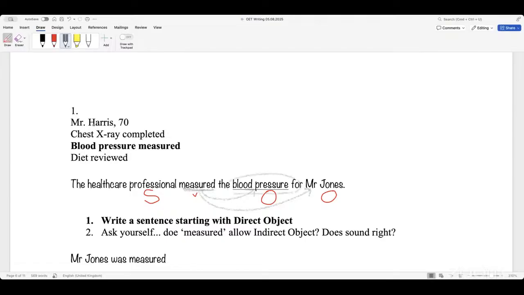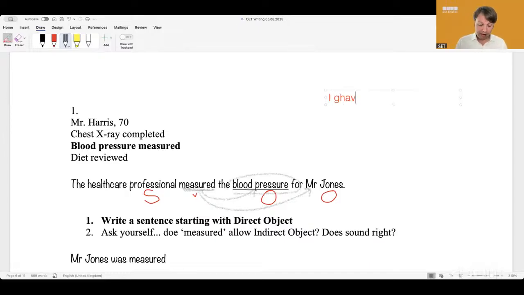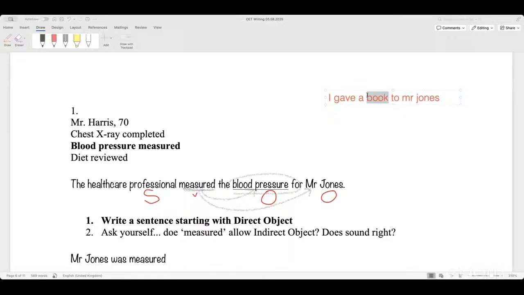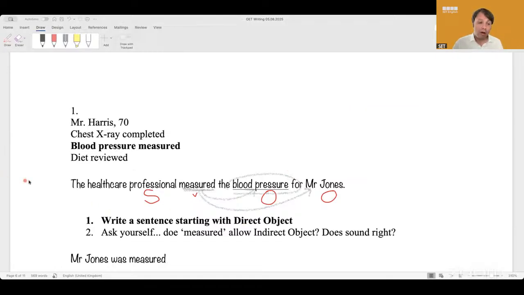But if I say I gave Mr. Jones a book, or I can say I gave a book to Mr. Jones. Does gave, can I say I gave Mr. Jones? No. The book was, actually you can. So we're going to talk about this more tomorrow. Okay, we'll talk about it more. So I'll finish now. Thank you very much, guys. We'll review tomorrow and do more practice.